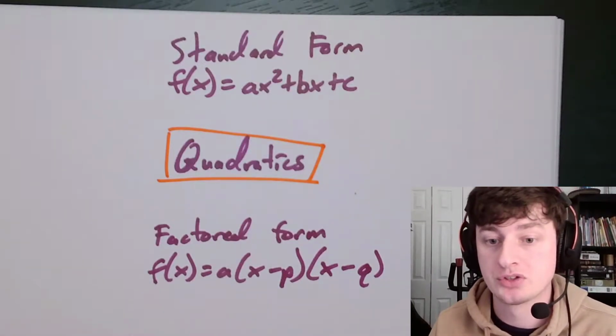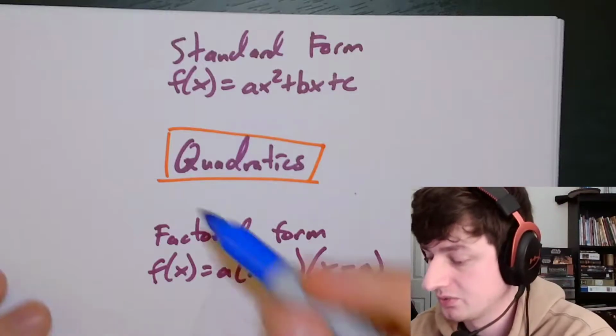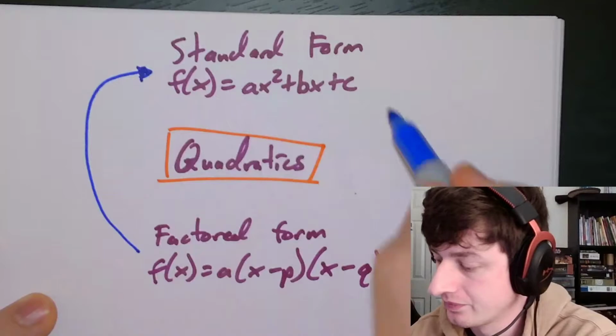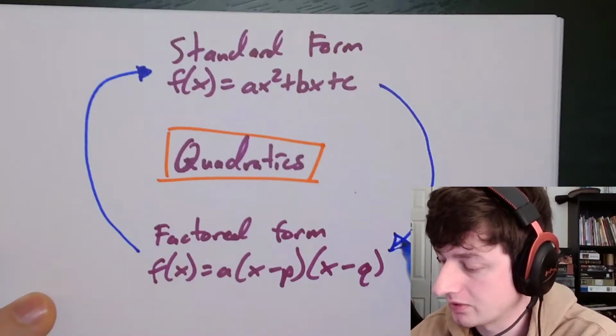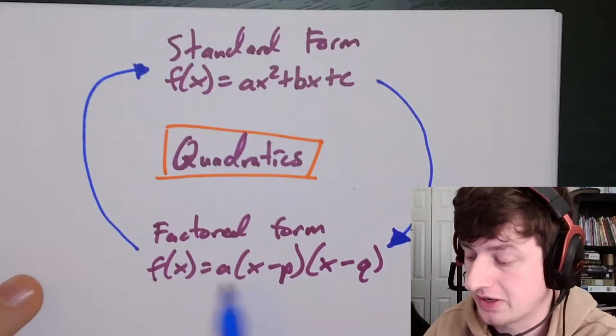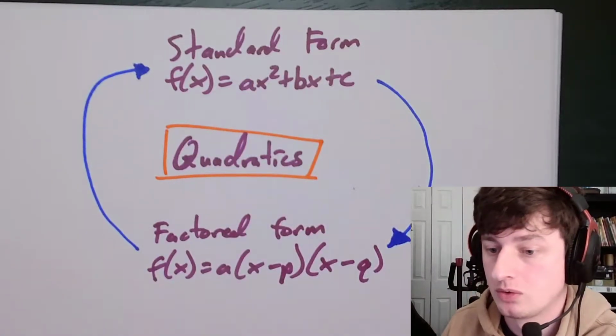And we want to be able to switch between these, right? We want to be able to go from factored form to standard form and from standard form to factored form. So how can we turn factored form into standard form? Well, we multiply.